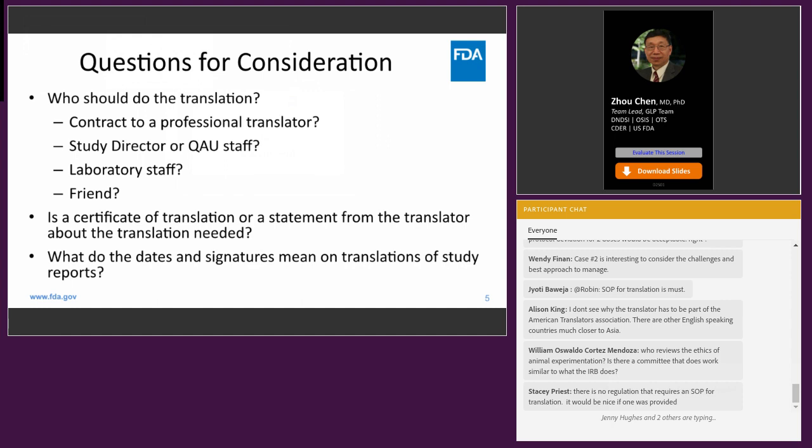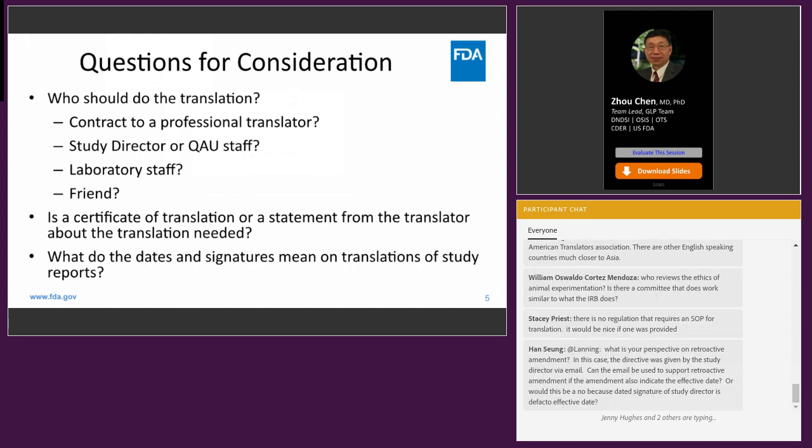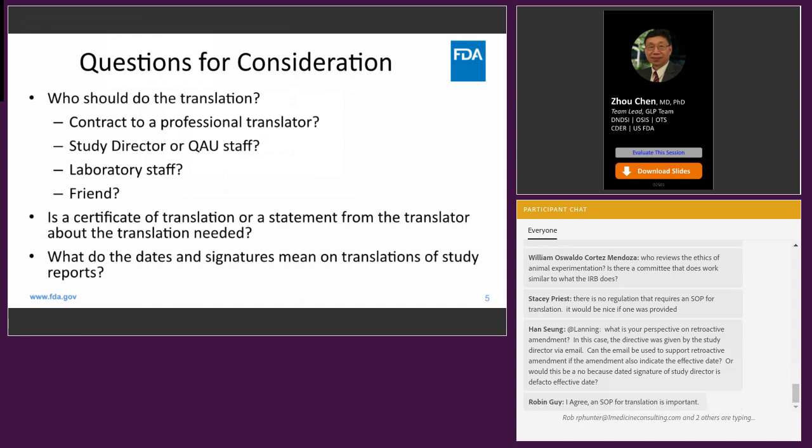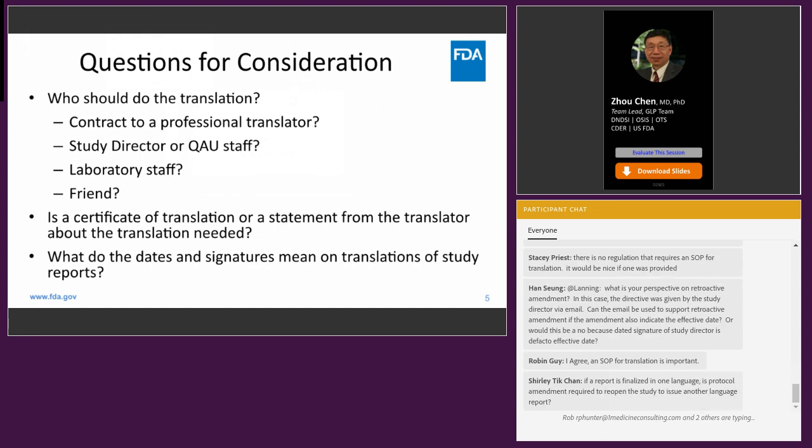I listed several options, like a contract to a professional translator. It happened some CROs have a translator whose job is specifically to do the report translation, and sometimes the study report or QA performs the study translation. And like the last case, they contracted a friend. So basically, I think it should be a qualified translator to do the translation.